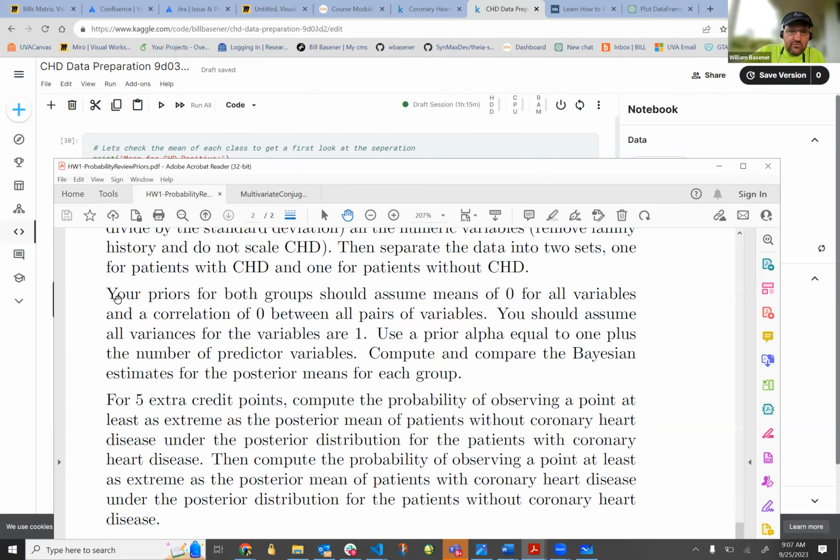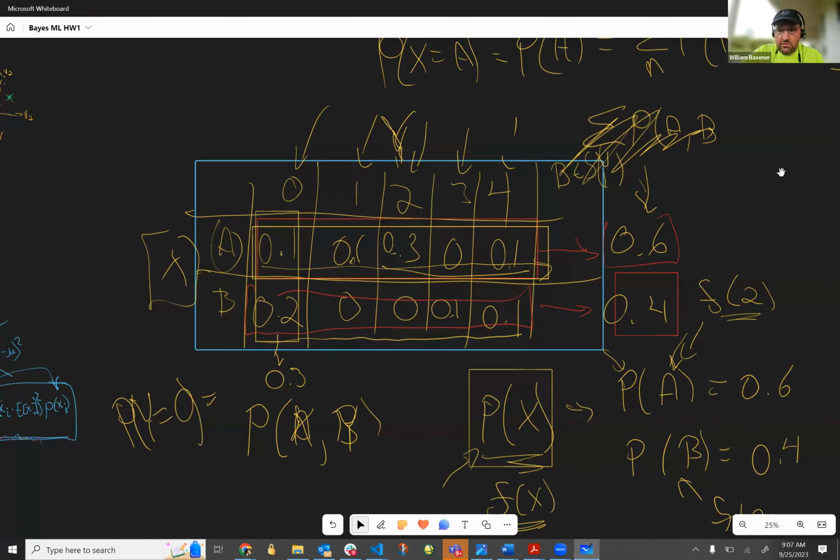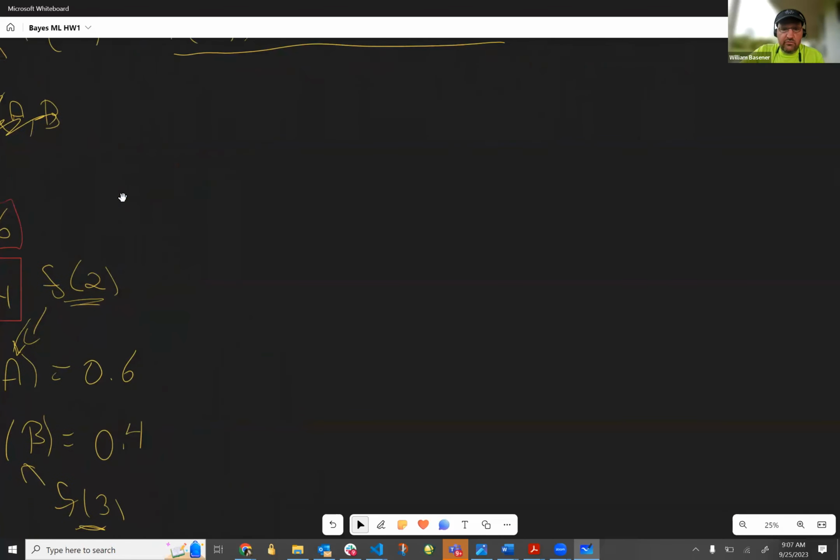So we're assuming multivariate normal distributions, and we want to get a posterior probability distribution for those means, right? And maybe I should just draw a picture of what I mean.